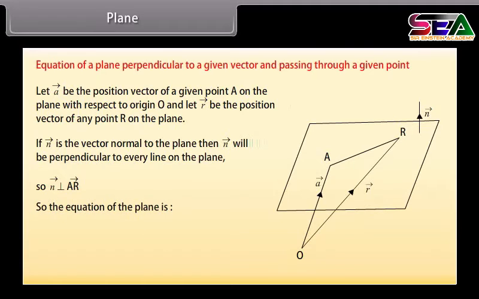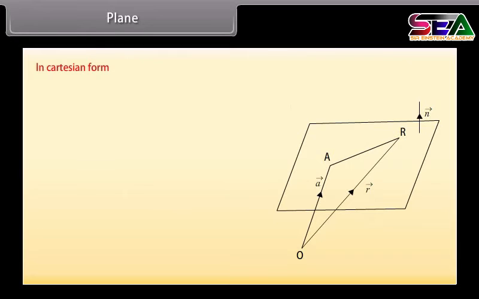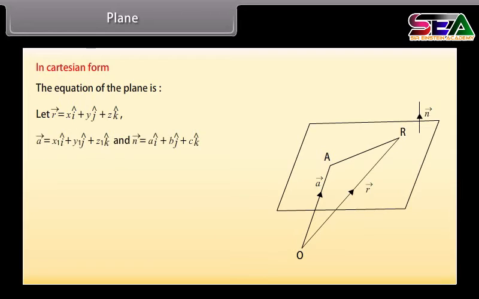So the equation of the plane is the dot product of vector AR and n equals 0, or the dot product of vector r minus vector A and vector n equals 0. In Cartesian form, the equation of the plane is: let vector r equal x i cap plus y j cap plus z k cap, vector A equals x1 i cap plus y1 j cap plus z1 k cap, vector n equals a i cap plus b j cap plus c k cap.